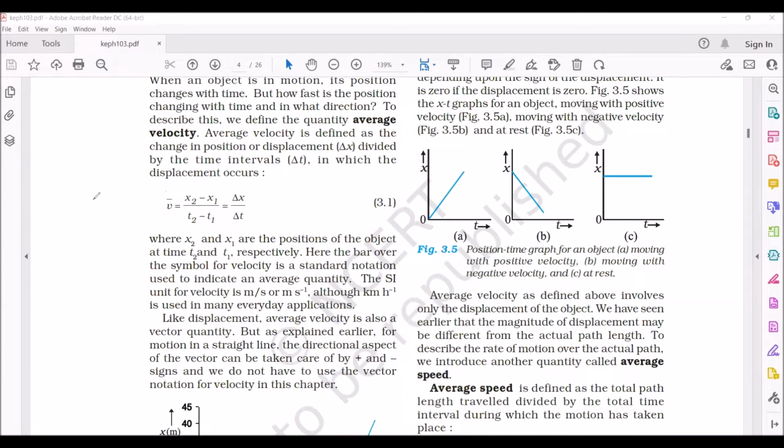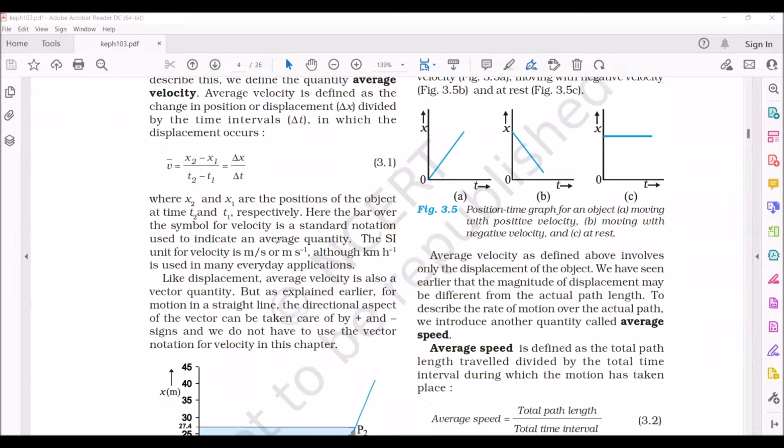Because displacement is a vector quantity, average velocity is also a vector. This means average velocity can be either positive or negative, because displacement can be either positive or negative. If displacement is positive, average velocity is also positive. If displacement is negative, average velocity is also negative. If displacement is zero, then average velocity is zero. The unit for average velocity is meter per second, or meter second inverse. This is the SI unit.